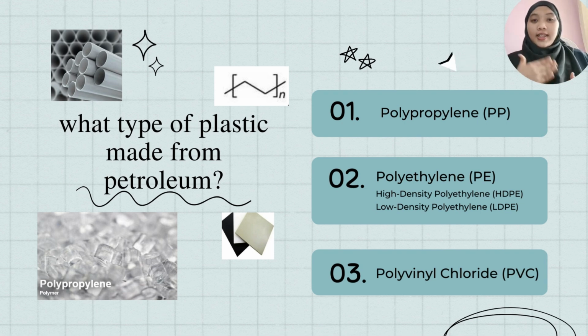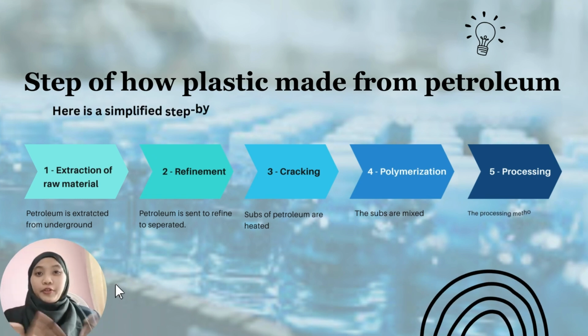However, recent industrial methods use variants made from renewable materials. The majority of plastic in use today is made from hydrocarbons, organic molecules consisting entirely of carbon and hydrogen. Next, how plastics are made from petroleum.